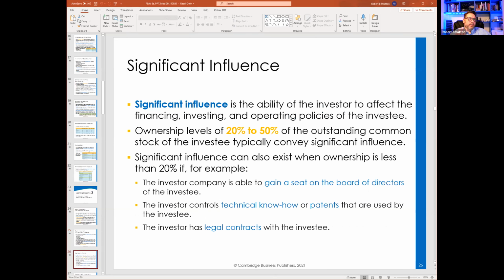And if there is, then we do this equity method. All right, so I think they define it here more. The significant influence is the ability to affect financing, investing, operating policies of the investee. We look for things like gaining a seat on the board of directors, or if the investor controls technical know-how or patents, right? So I can buy in at 19%, which is under that 20% threshold. But if I control the patents that you're using as a critical part of your company, then I have a lot of influence. So then we do the equity method.